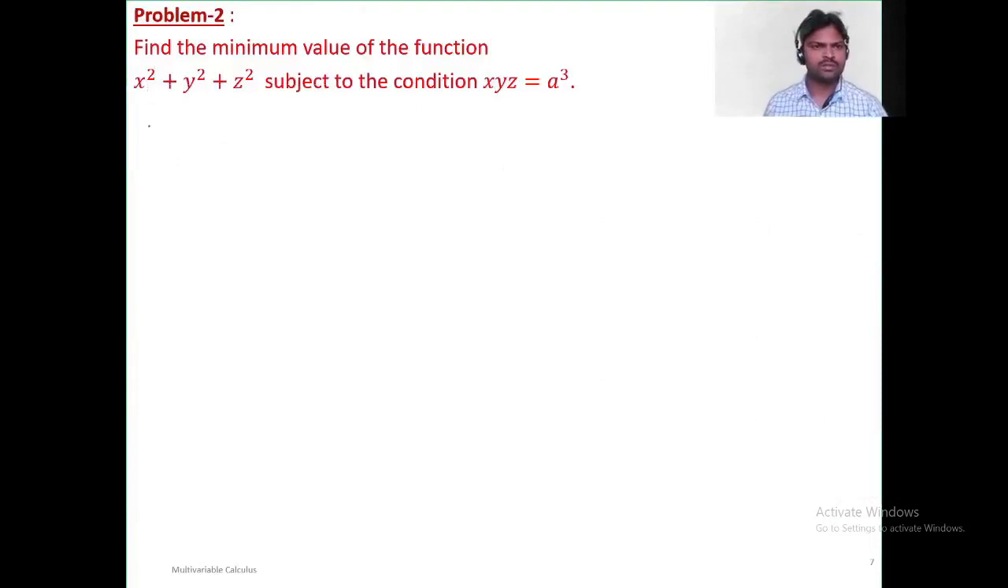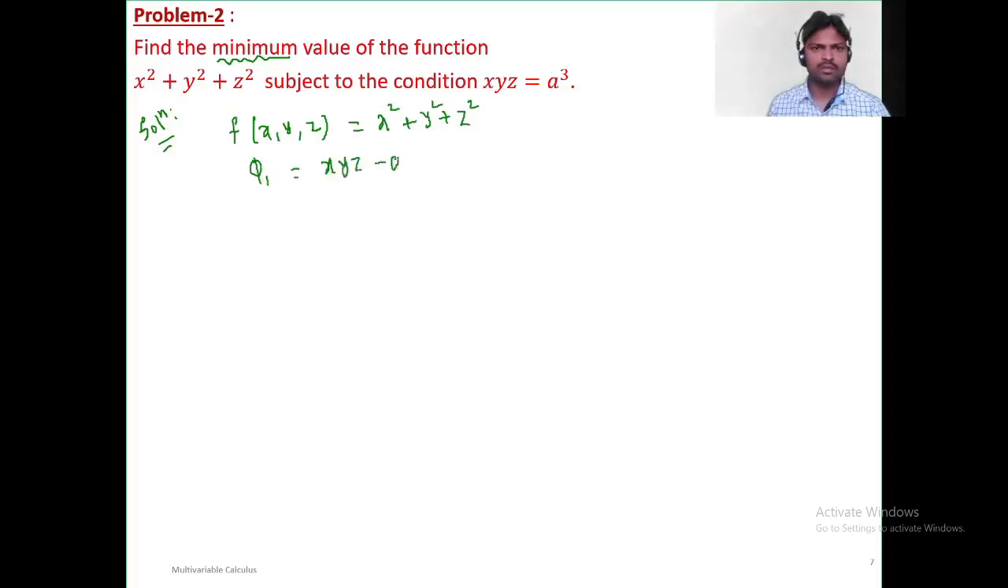Similarly, the second problem. Look at this. Find the minimum value of the function. Only the minimum value is asked, of the function x square plus y square plus z square subject to the condition x into y into z is equal to a cube. So here the function is f of x comma y comma z, a three variable function, which is x square plus y square plus z square. And only one constraint is given, that is x into y into z minus a cube.